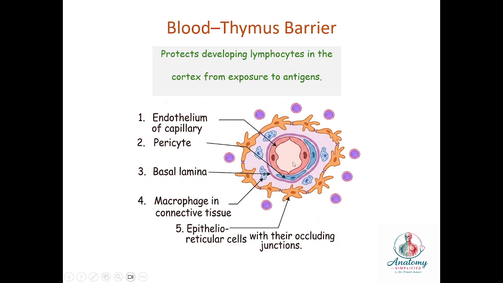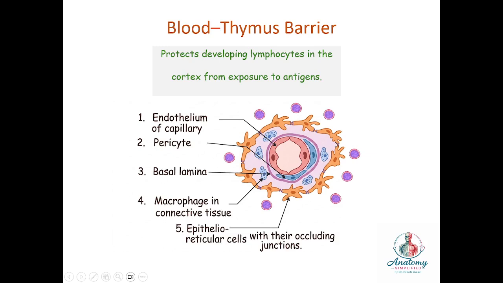So what can we do? We have a barrier here. So what is this barrier made up of? First, the endothelium of the capillary. Second, pericytes. Third, the basal lamina of the capillary. Fourth, capillaries are surrounded by macrophages. And fifth, the supporting system of the thymus, that is epithelio-reticular cells. These cells are connected to each other by occlusion junctions.